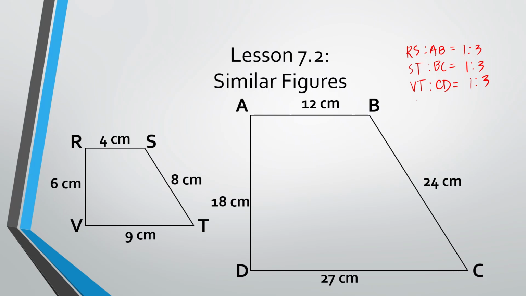RV to AD also has a ratio of 6 is to 18, and of course, the ratio is also 1 is to 3. If all of these corresponding sides have equal ratios, which is 1 is to 3, or any ratio that are equal, therefore we can say that this trapezoid or this figure is similar.